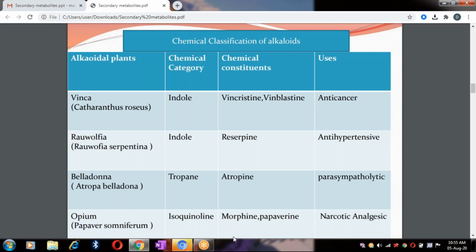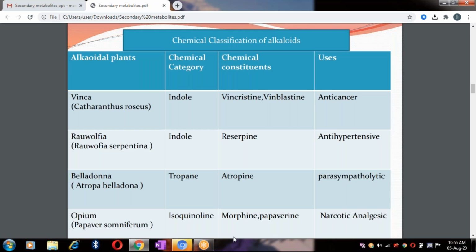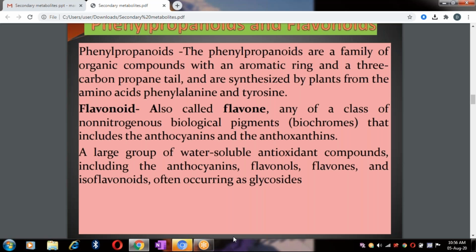and flavonoids. Phenylpropanoids are a class of organic compounds. They have an aromatic ring and a three-carbon propane tail. These are synthesized by plants from amino acids like phenylalanine and tyrosine. Flavonoids are also called flavones. Any of the non-nitrogenous biological pigments are called flavonoids. They include anthocyanins, anthoxanthins, etc. They consist of a large group of water-soluble antioxidant compounds, which includes anthocyanins, flavonols, flavones, isoflavonoids, etc.